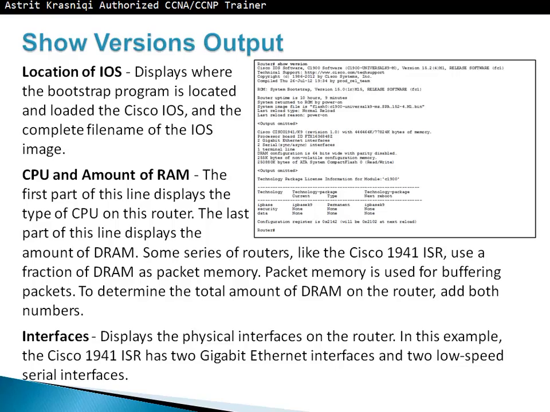The first part of the line displays the type of CPU of the router. The last part of the line displays the amount of dynamic random access memory. Some series of routers, like the 1941 Integrated Services Routers, use a fraction of DRAM as packet memory. Packet memory is used for buffering packets. To determine the total amount of RAM, we need to add both of them together. Then interfaces displays the physical interfaces on the router. In this example, the Cisco 1941 ISR has 2 gigabit Ethernet interfaces and 2 low-speed serial interfaces.